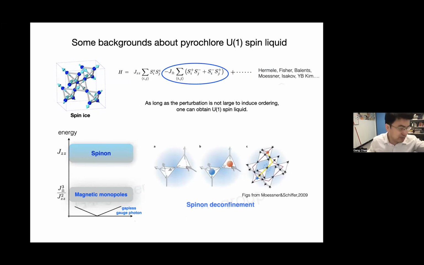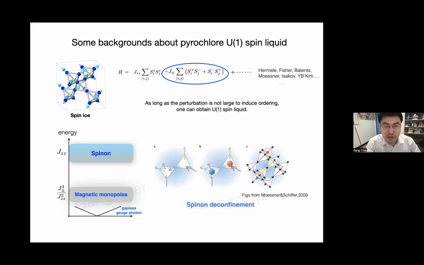So let me first give some background about pyrochlore U1 spin liquids. As we all know, this is the spin-ice spin configuration, and it describes Ising spin configurations with 2-in 2-out on the tetrahedra of the pyrochlore lattice. So this is a highly degenerate classical spin liquid. And if you turn on temperature, there is thermal fluctuation among all these highly degenerate manifolds.